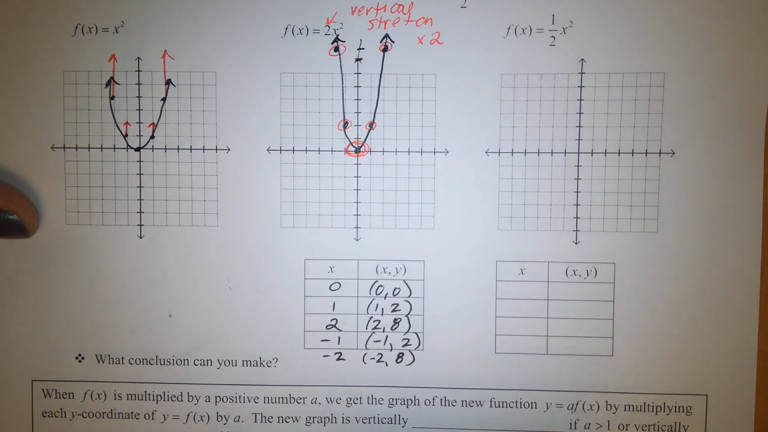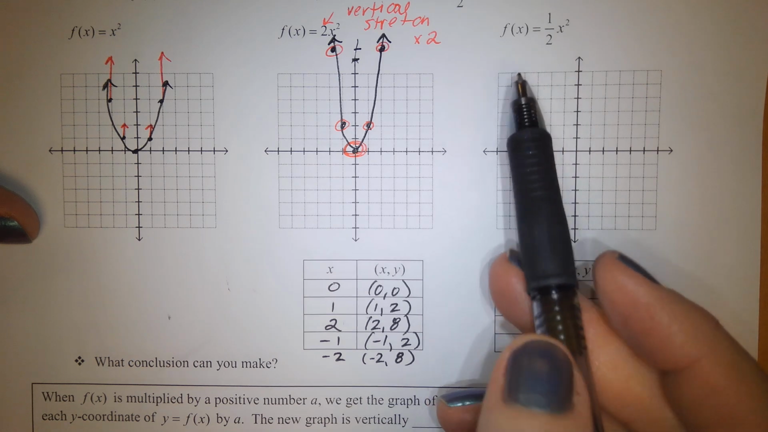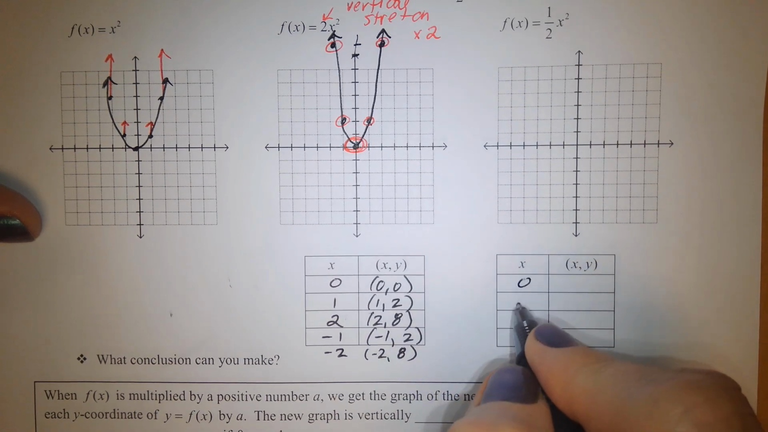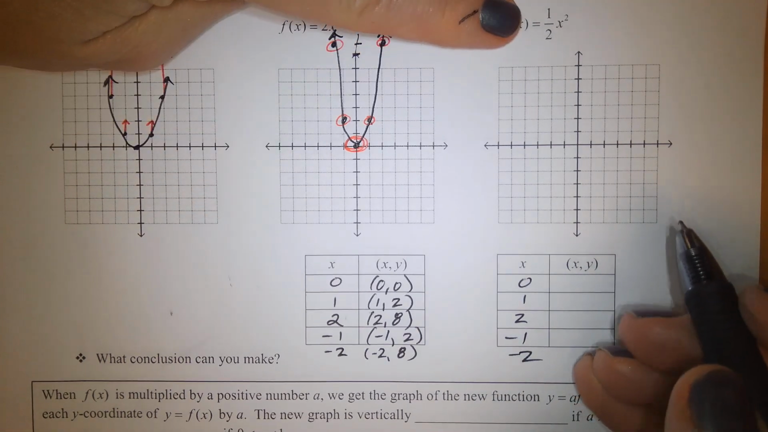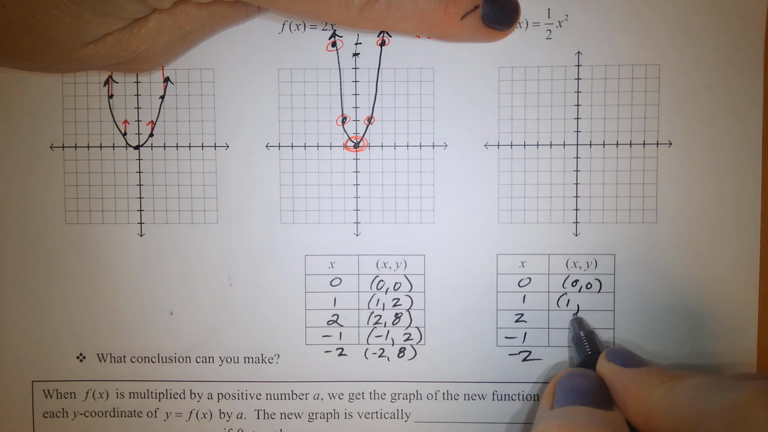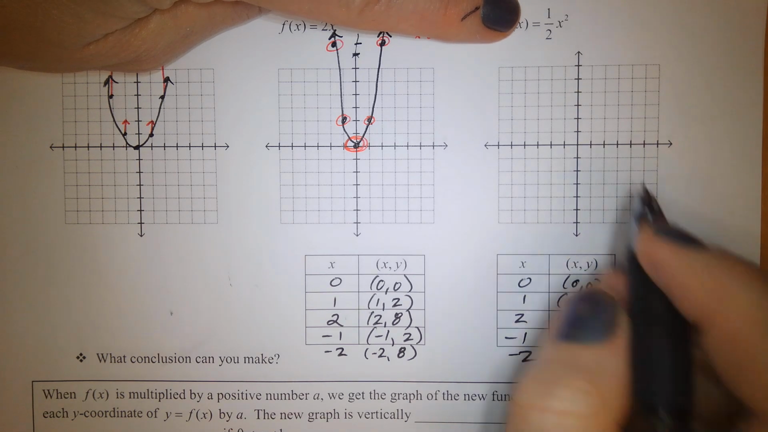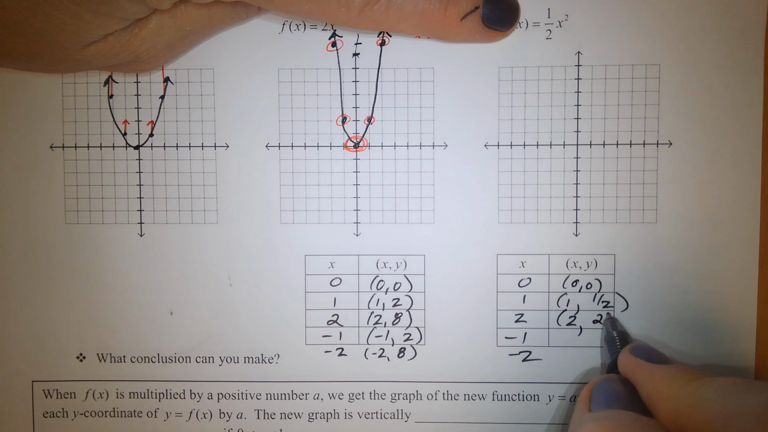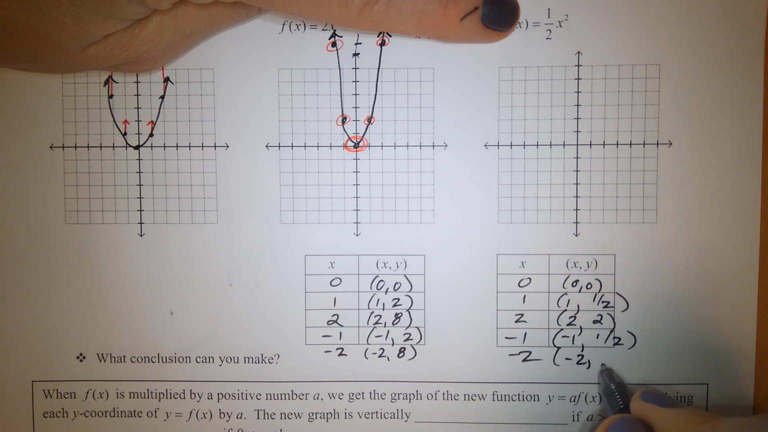So let's look at what's going to happen if I put a number smaller than 1 in front of the x squared, like 1/2. So let's use the same values over here, and let's see what happens. If I plug in a 0 for x, I get 0. If I plug in a 1 for x, I get 1/2. If I plug in a 2 for x, 2 squared is 4, half of that is 2. -1 is going to give me the same value as +1. -2 is going to give me the same value as +2.